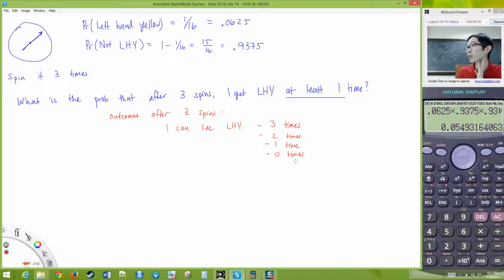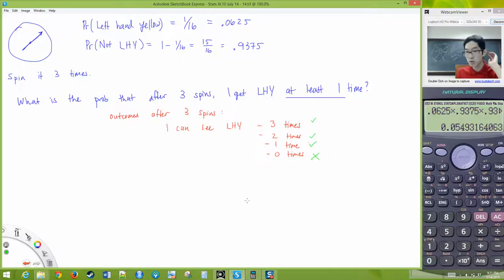Can I see left-hand yellow any other number of times? This is it, right? Okay, so what does it mean to get at least one left-hand yellow? Does seeing left-hand yellow three times count? Yes. What about two times? Yes. One time? Yes. Zero times? No. Okay.